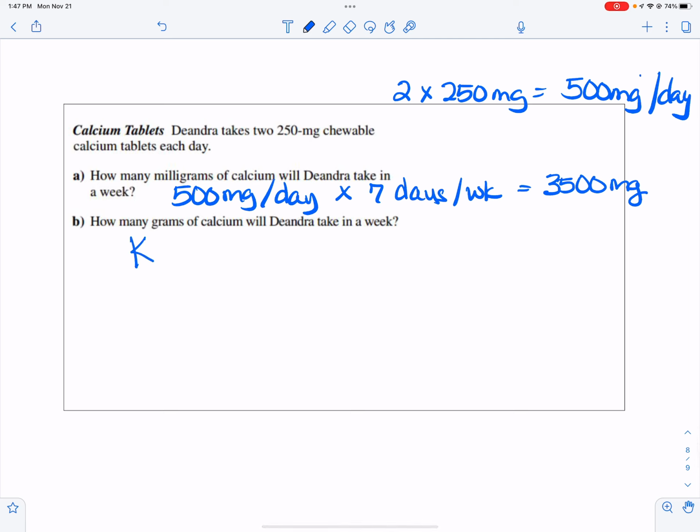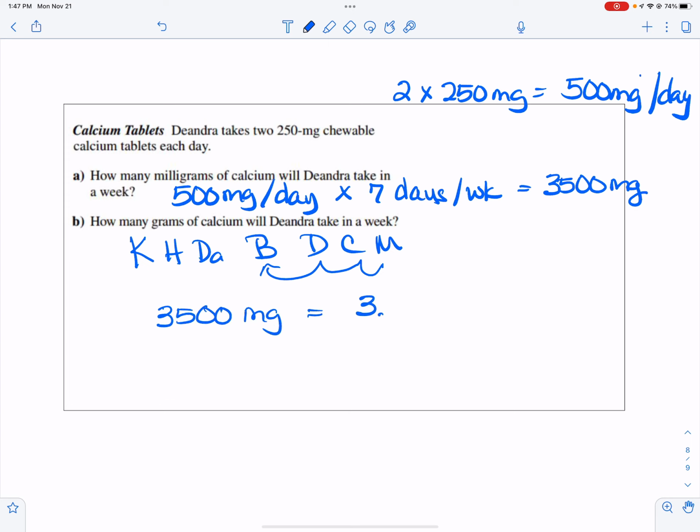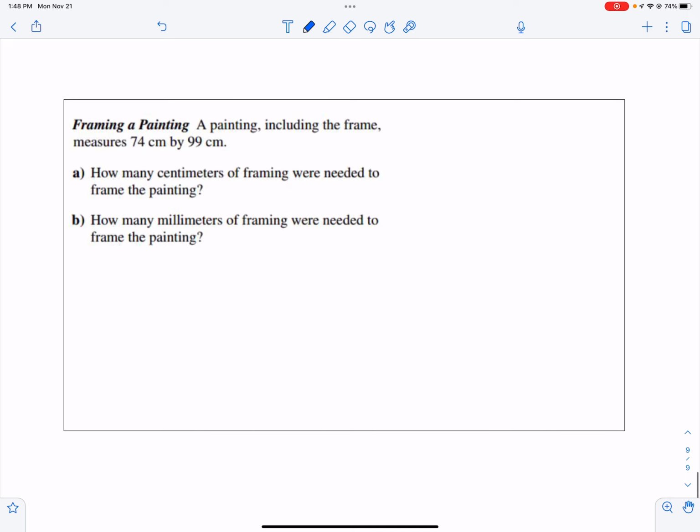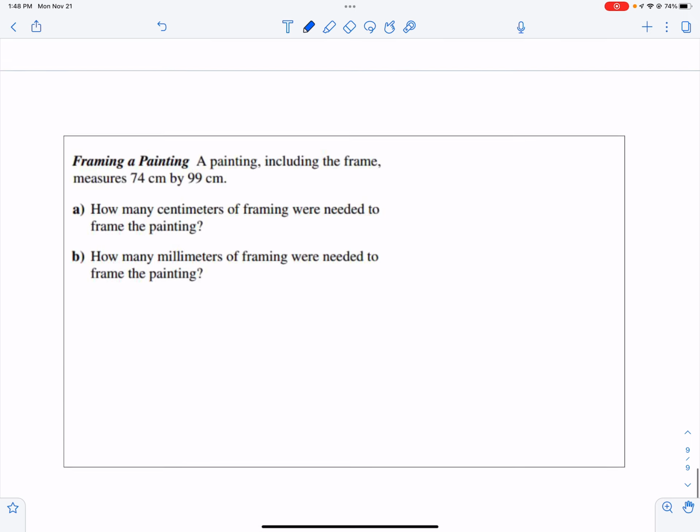And then we want to convert milligrams to grams. So we go King Henry died by drinking chocolate milk. We're going from milligrams, 1, 2, 3 places to the left. So 3,500 milligrams is equal to 3.5 grams. All right. I believe this is the last one.